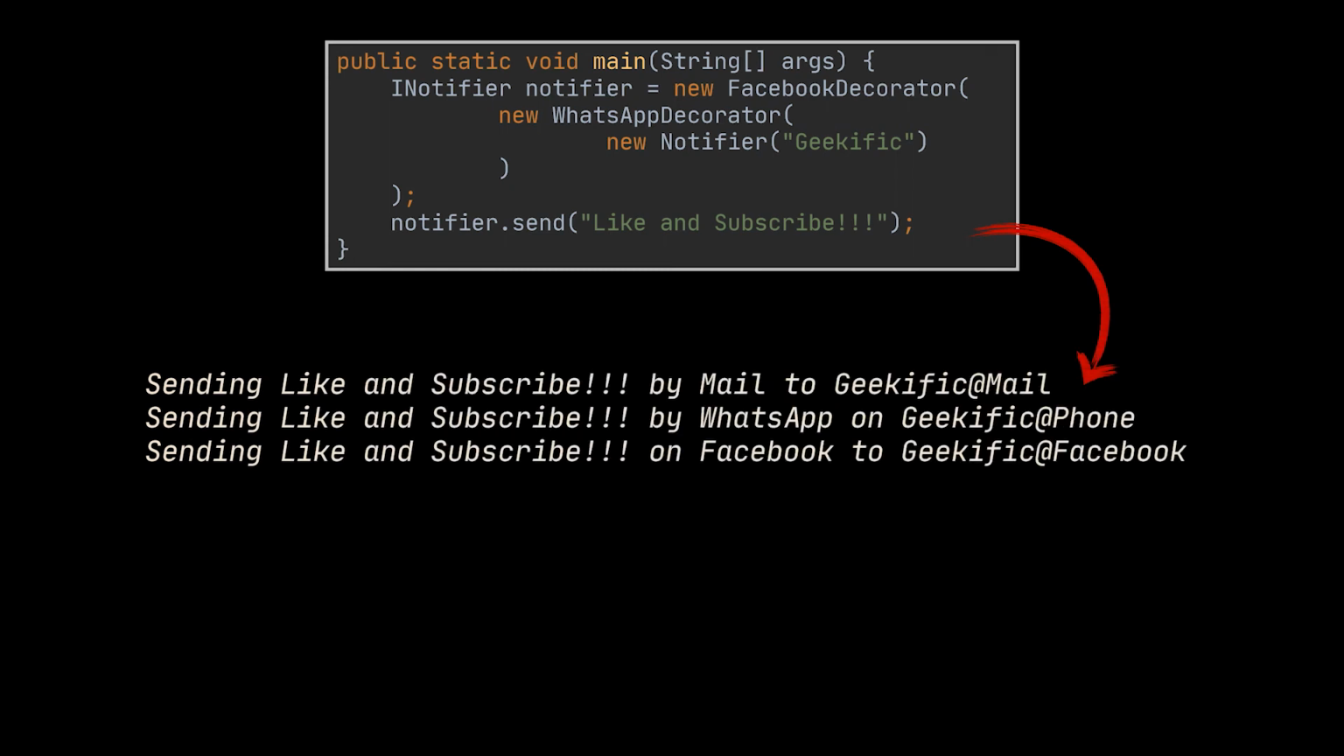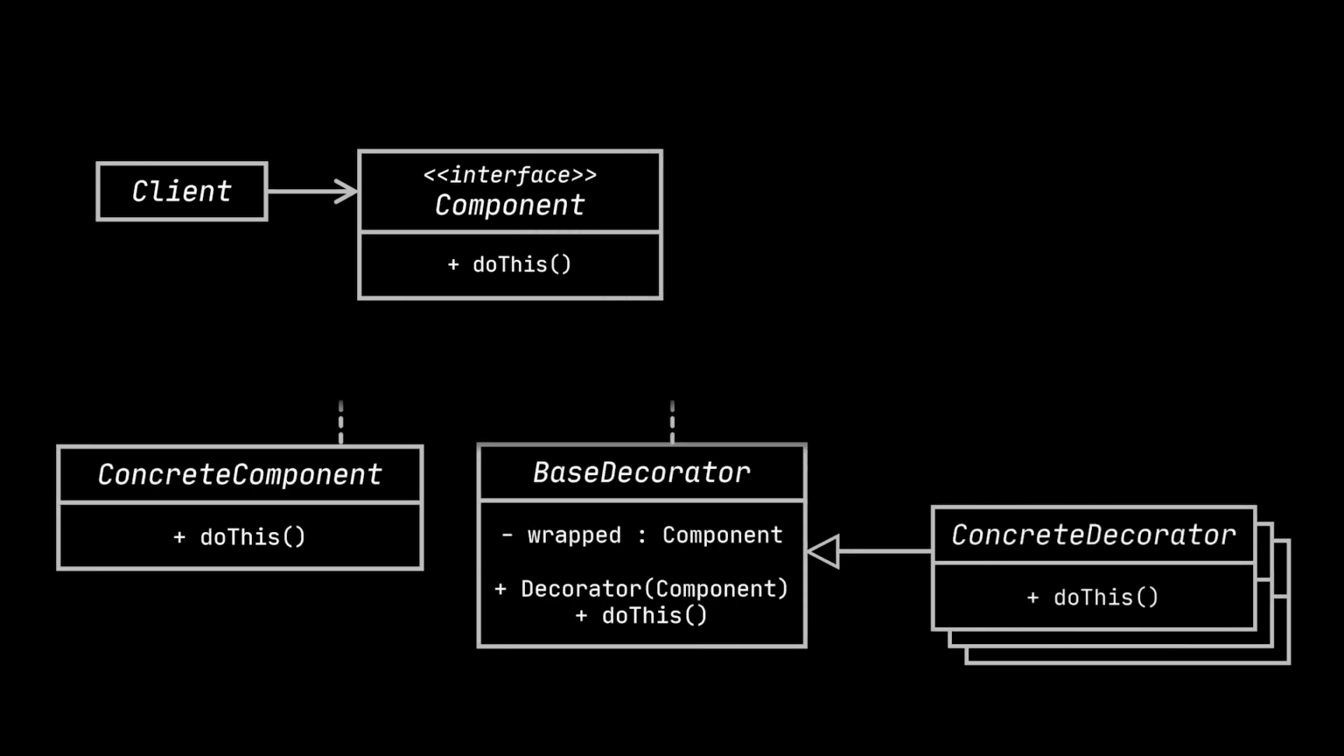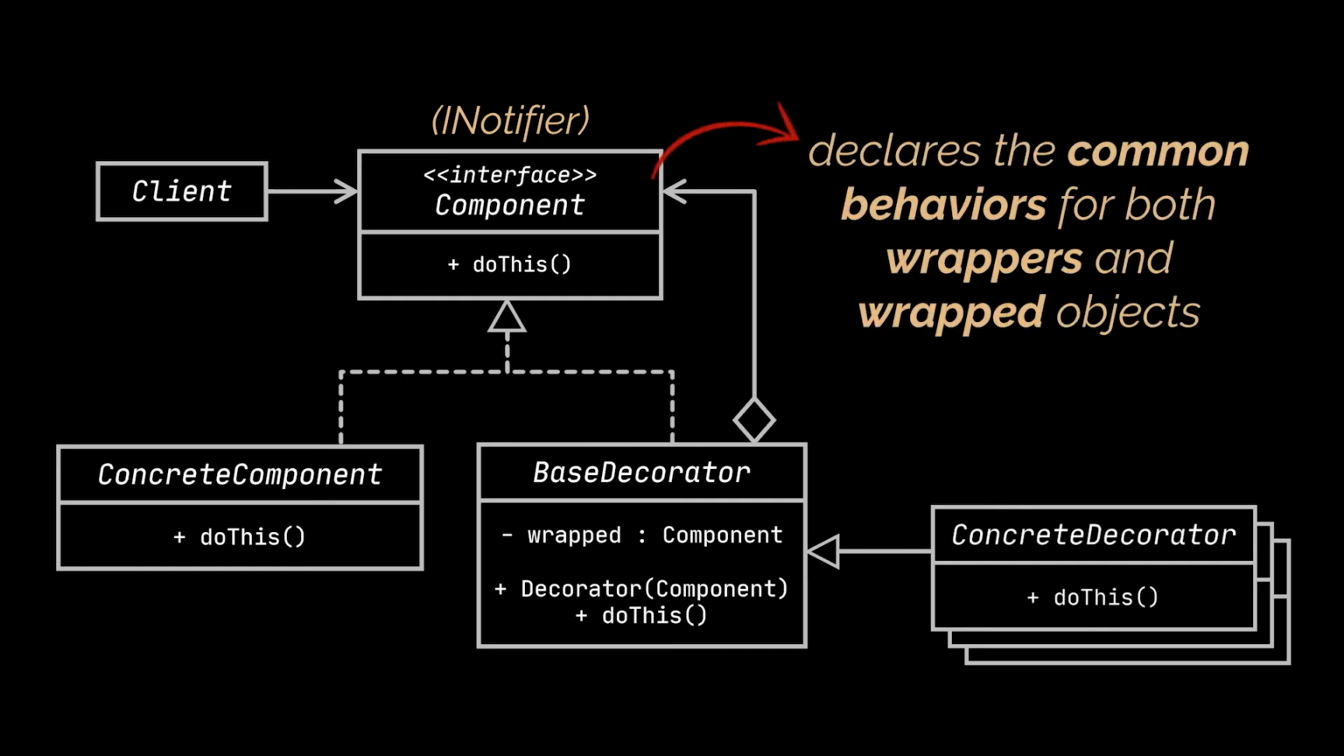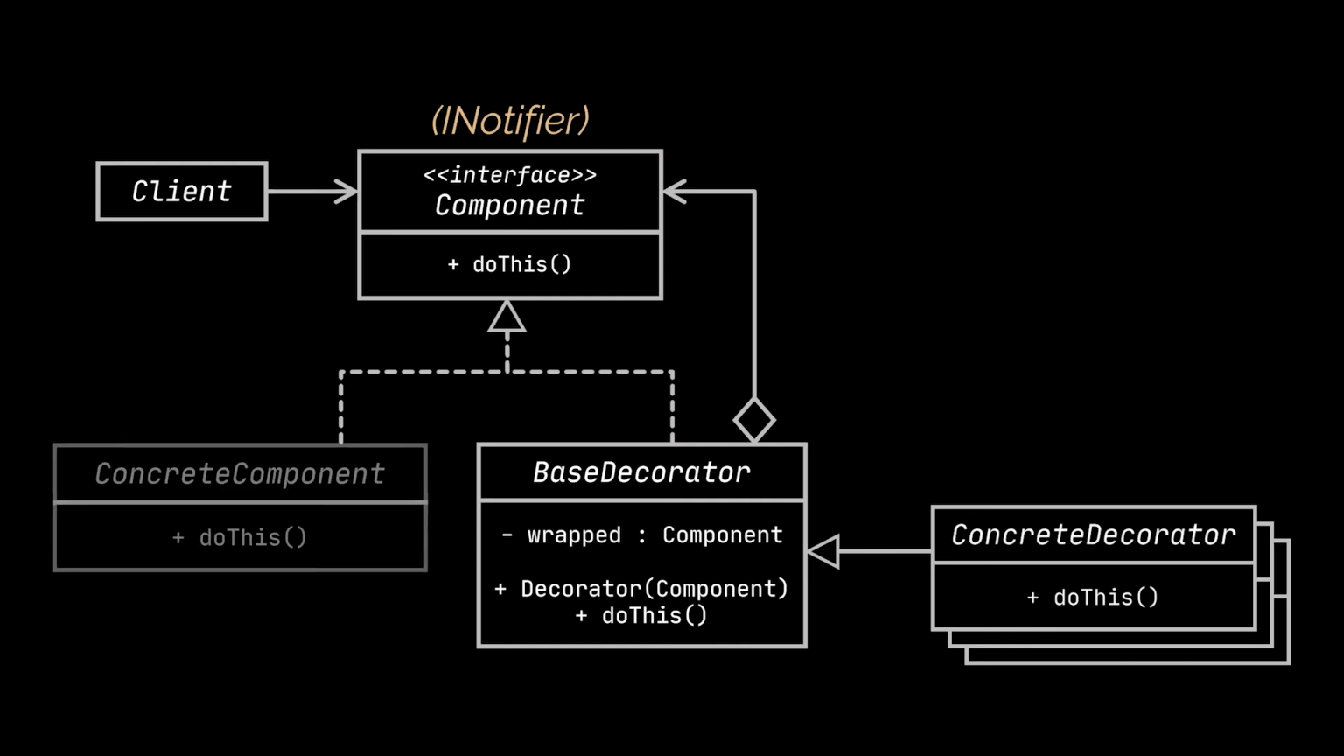Okay, now that we've implemented and applied the decorator pattern, let's take a look at its structure or class diagram, all while trying to relate it to the notification example we just saw. The first thing you may have noticed is the component interface, which was represented by the iNotifier interface in our example. This interface declares the common behaviors for both wrappers and wrapped objects.